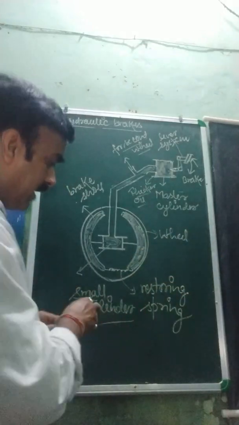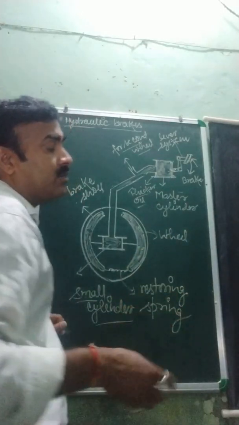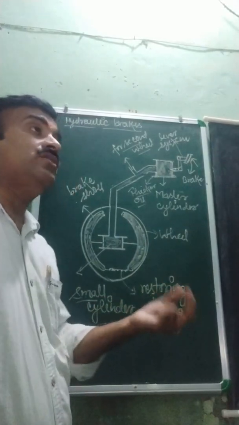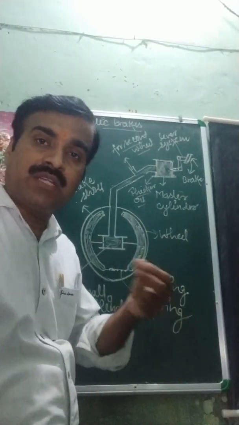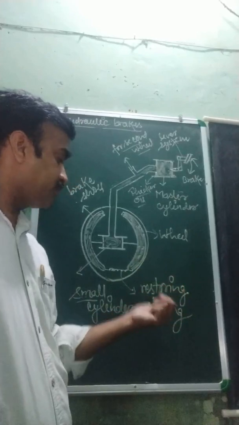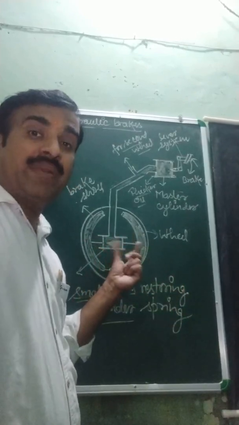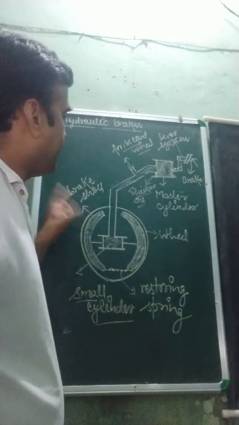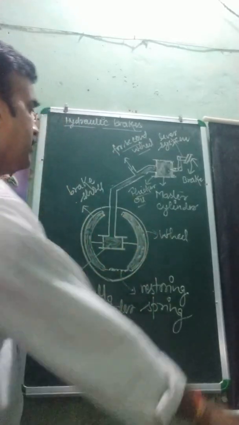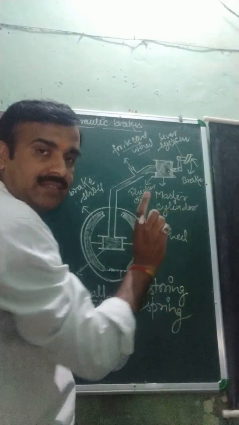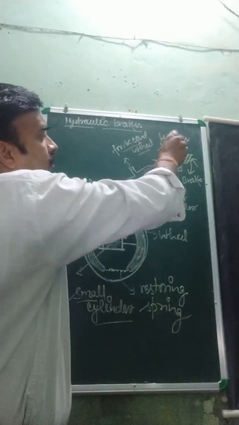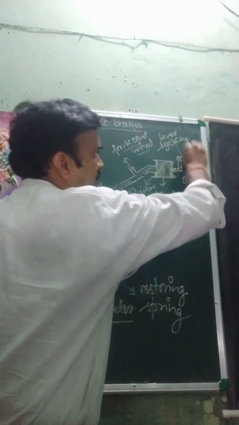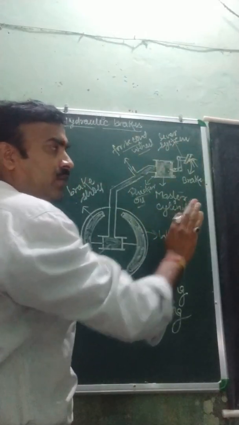Okay, see it here. It's a restoring spring. The role of the restoring spring is to restore the original position of the brake shoes. Okay, and here see it, brake shoes already given, wheel also given. Now here also wheel is given.